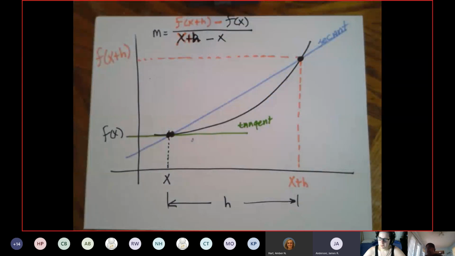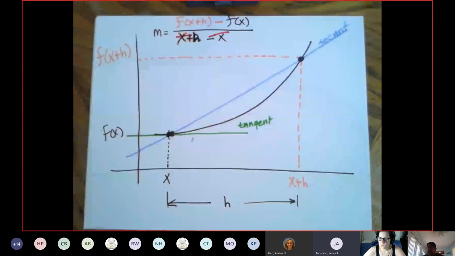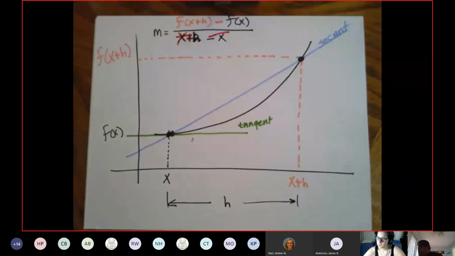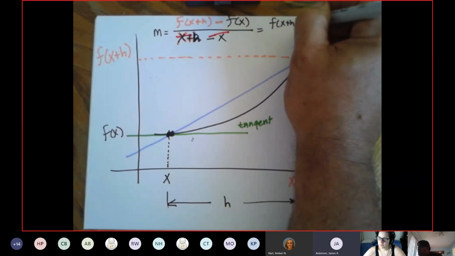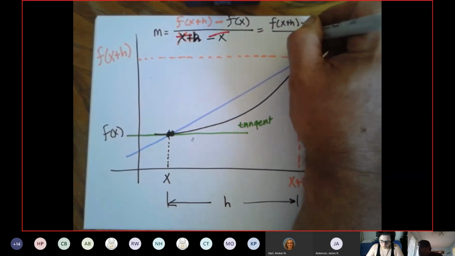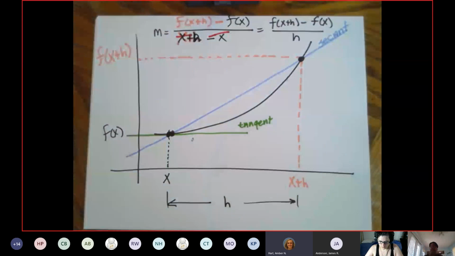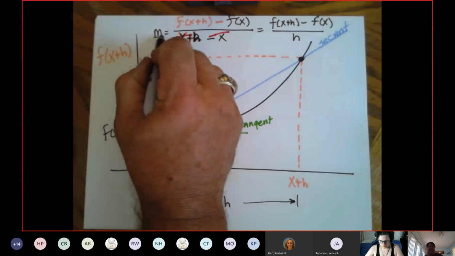And what happens to the x's? Now I can use my red. They cancel out. And that leaves you with f of x plus h minus f of x over h. Somebody tell me what this is. What is f of x plus h minus f of x over h? That's the slope of the tangent. It's the slope. It's the slope of the secant line.